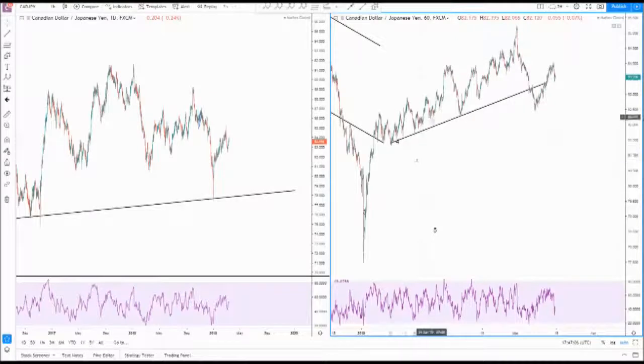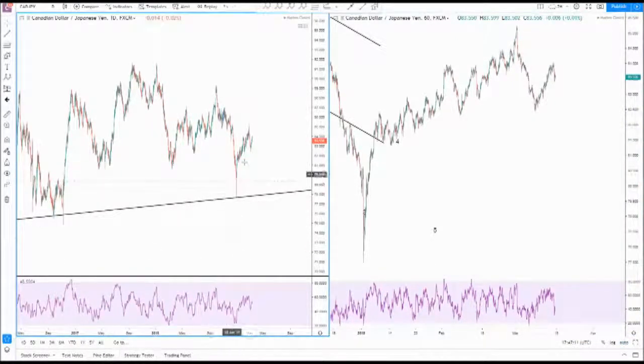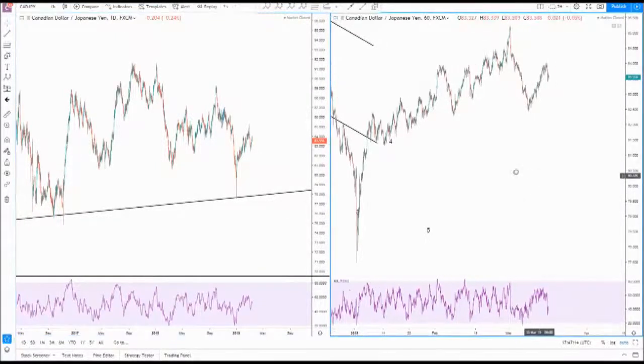So CAD yen, I wouldn't advise, to be honest, to take any action on that at all. I think this could just turn into a massive triangle. So I would just stay aside on that.